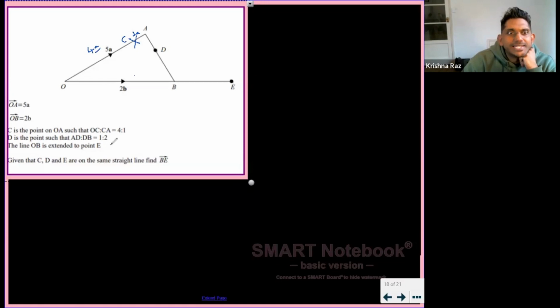D is the point such that AD to DB is 1 to 2. No, we haven't done this one. So AD to DB is 1/3 to 2/3. The line OB is extended to point E. Given that CD is on the straight line, find BE.